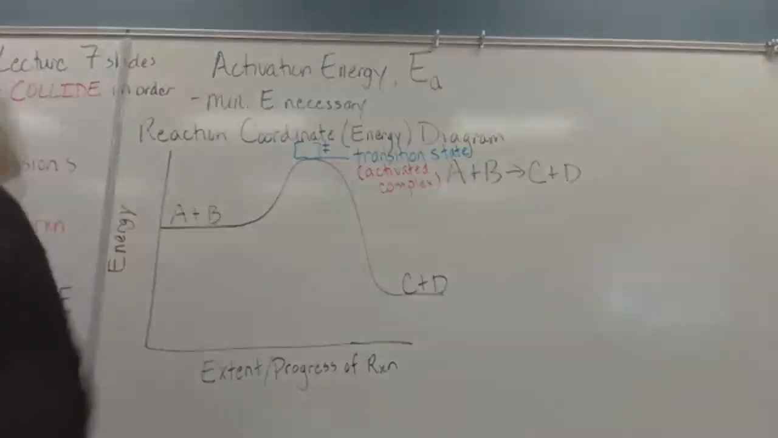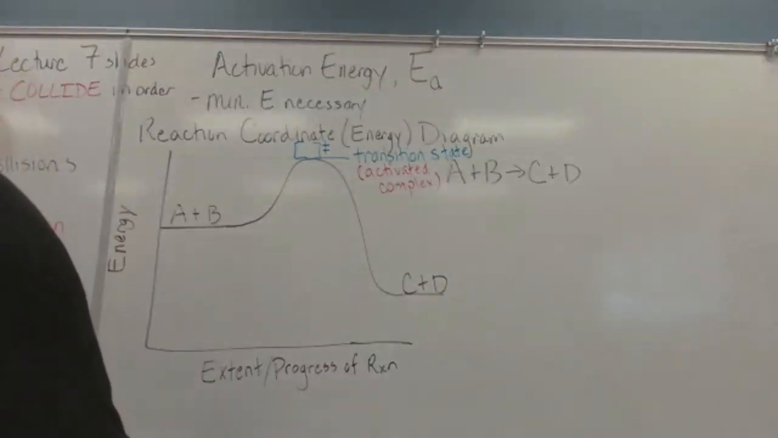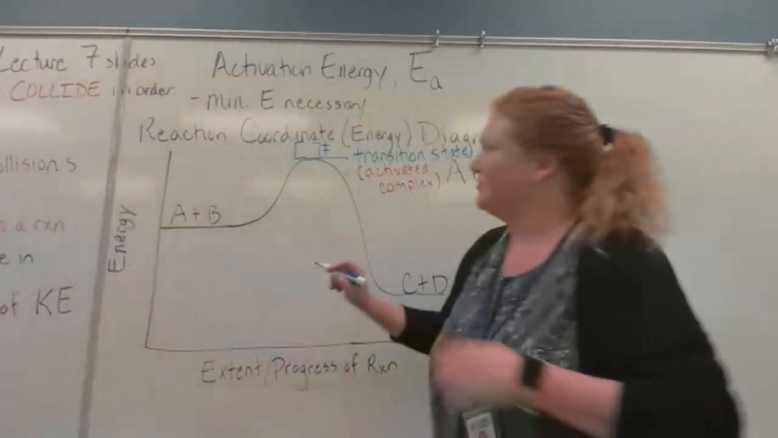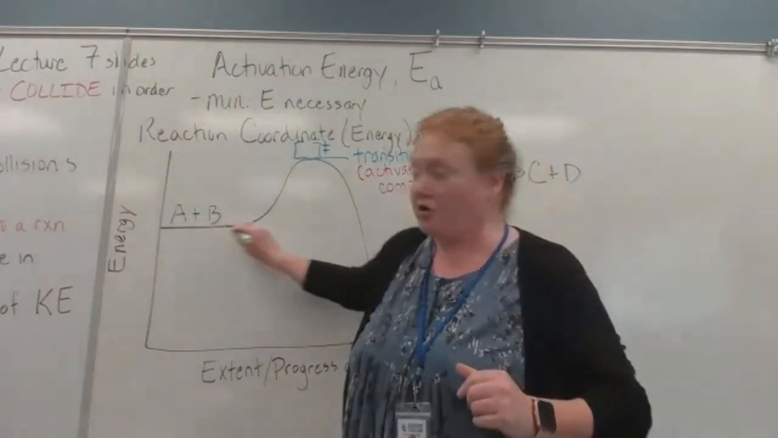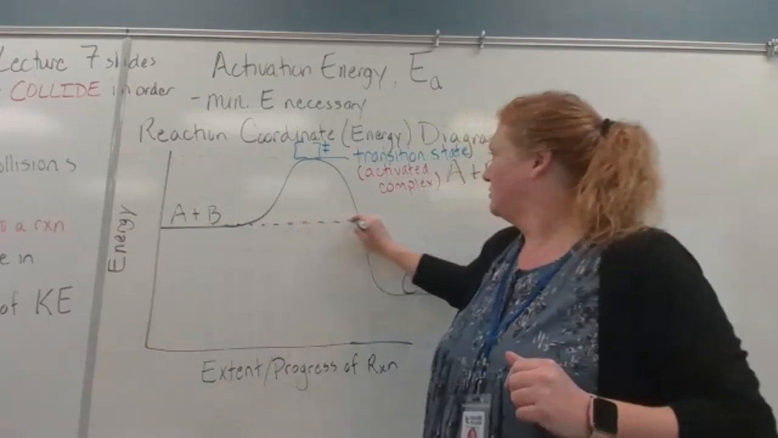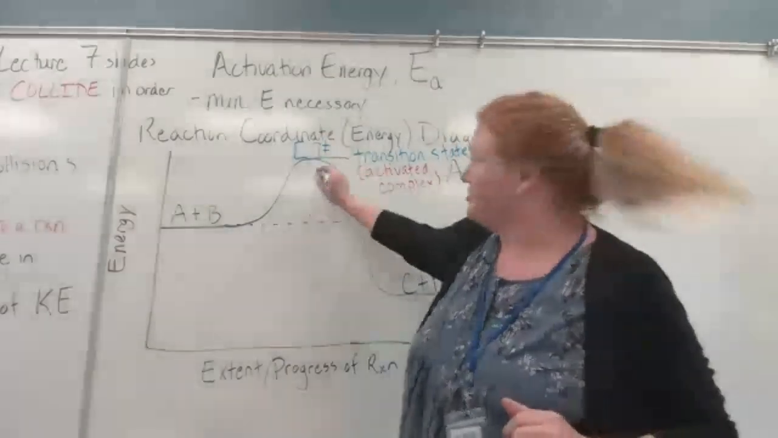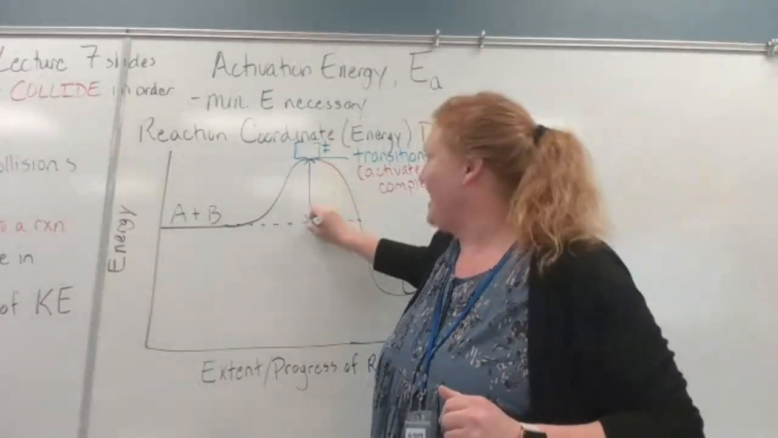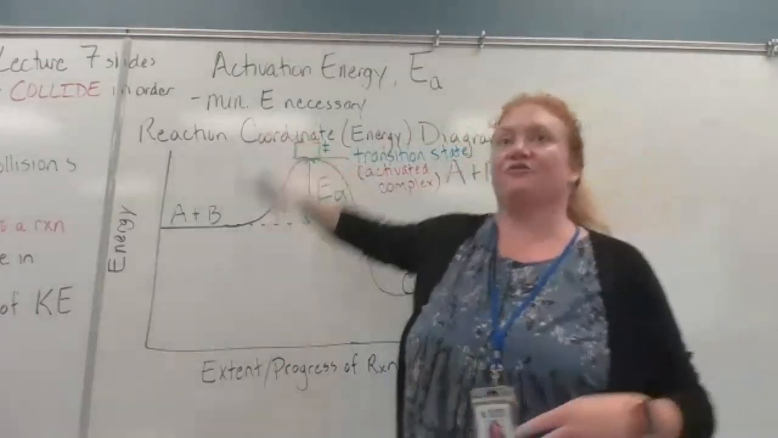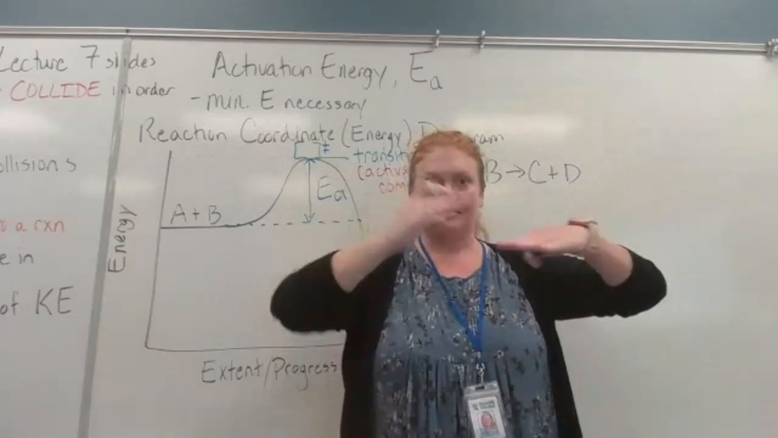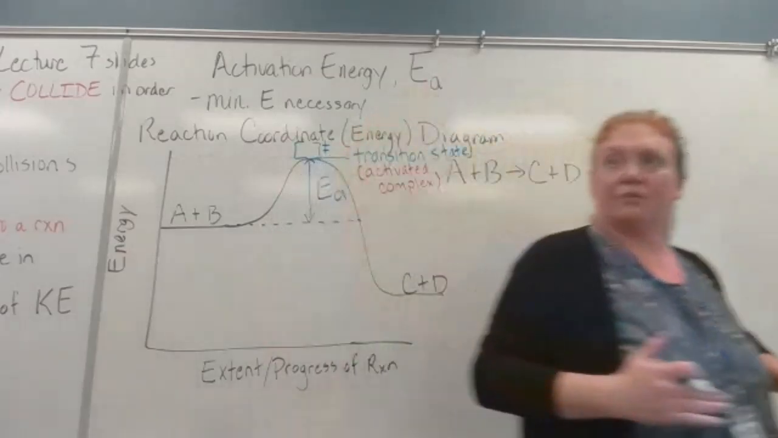Okay. So what is this amount of energy called again? You guys tell me. What is this amount of energy that is required to go from where it starts to the transition state? That is what is known as the activation energy, that difference between reactants and the hill.